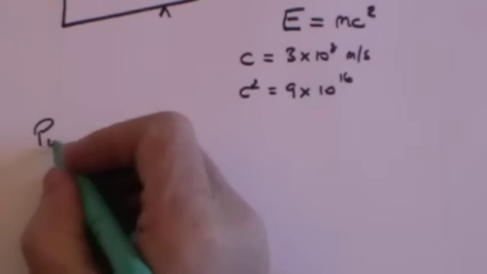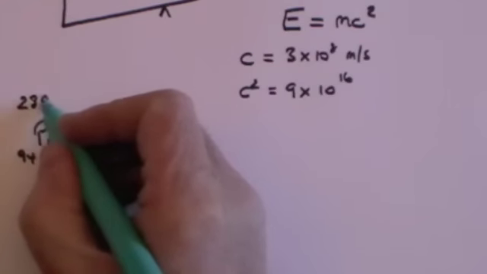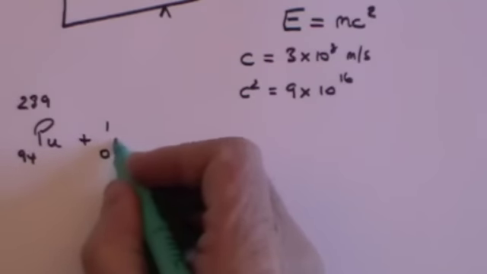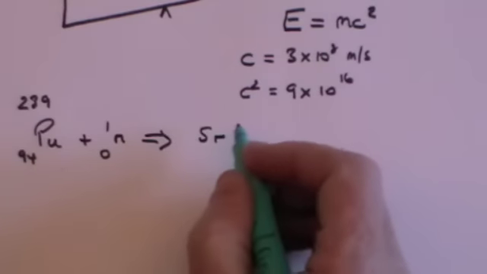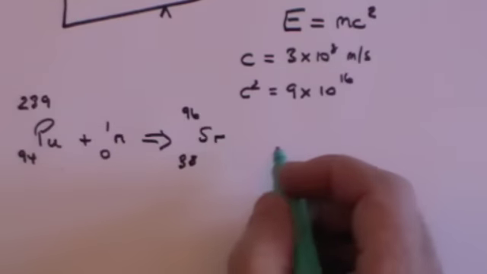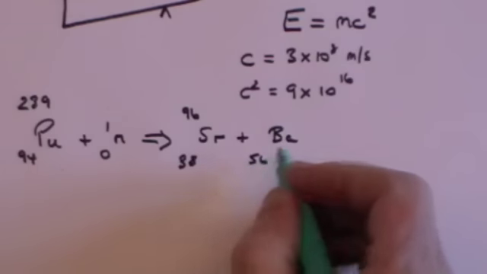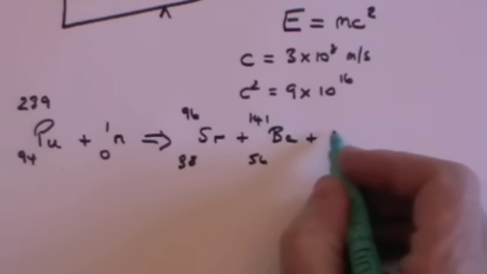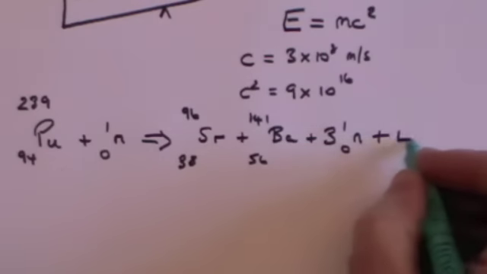If you take plutonium, which has 94 protons, and here we're going to use plutonium-239, and we send in our thermal neutron, that will become, in this case, strontium, which has 38 protons, 96 protons and neutrons, plus barium again, which of course has 56 and 141, just like above, plus the 3 neutrons again. So we've got 3 neutrons plus energy again.